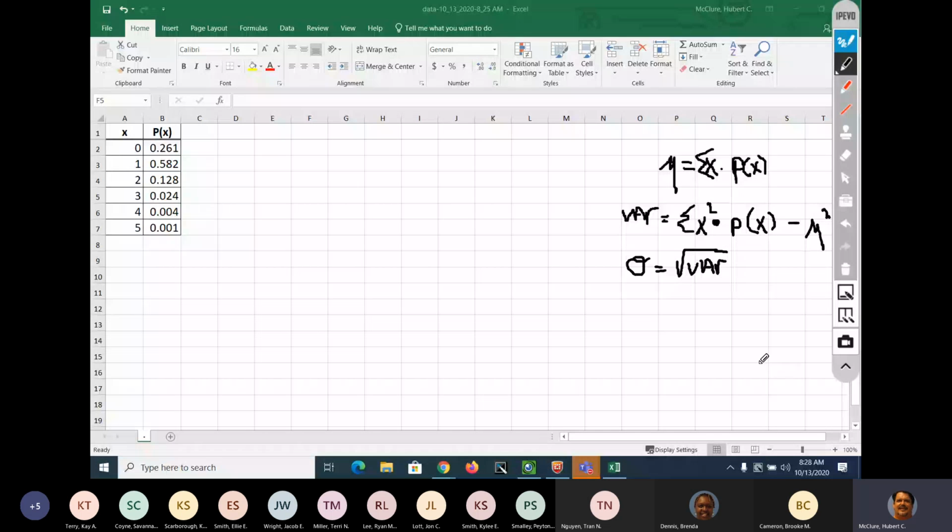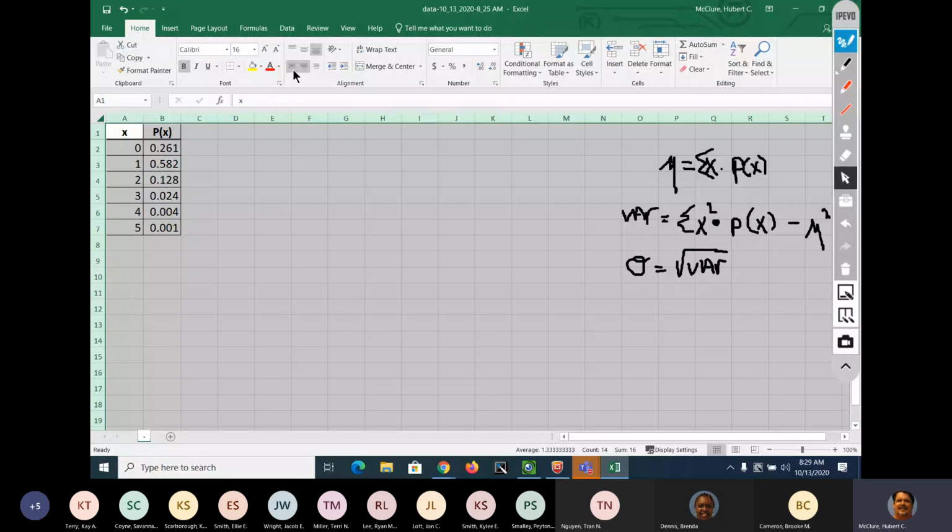Okay, so there's the three formulas we're going to be using. Now, let's check. We've got to do our test to make sure that this is a probability distribution. Somebody remind me what the test is. What do you do to check to see if this is a probability distribution?